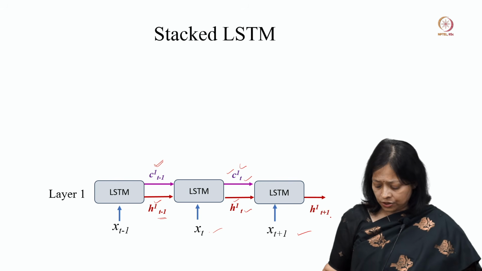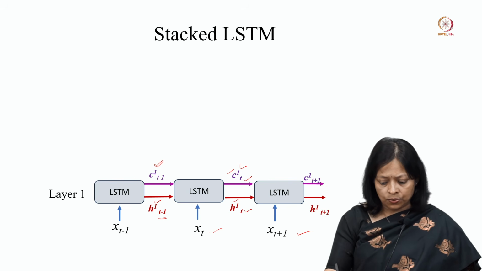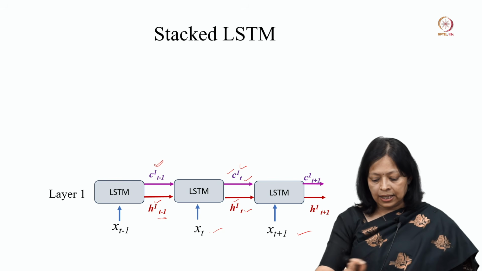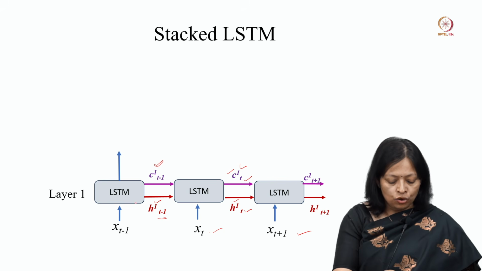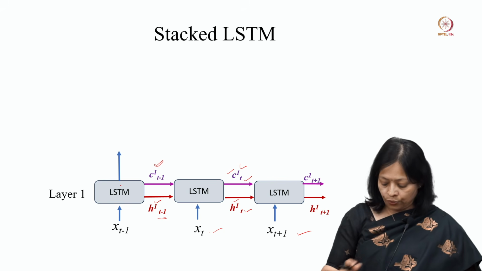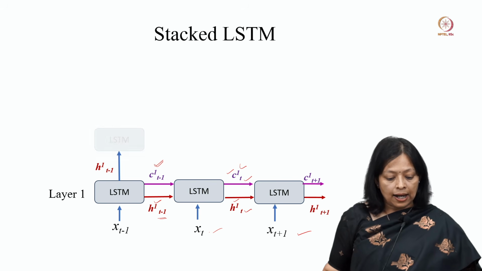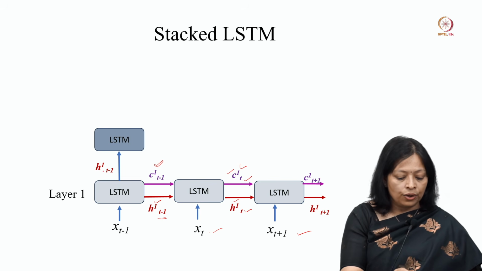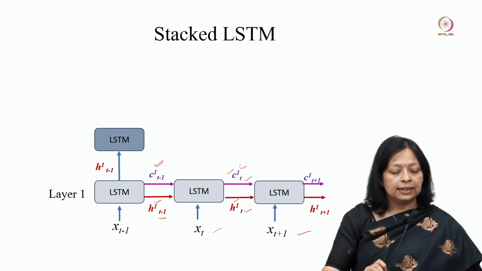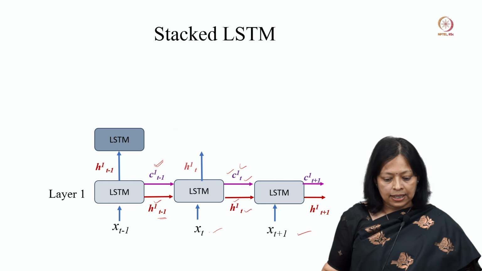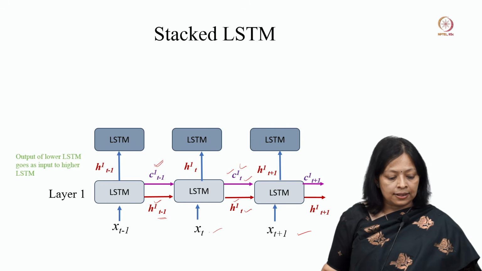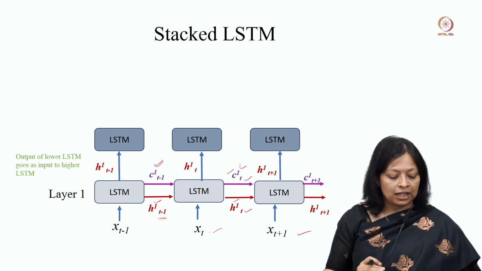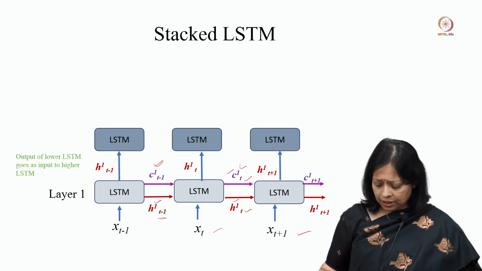Similarly, h1t plus 1 and c1t plus 1. So, these are flowing in a sequential way, and then what happens is we take the output of this LSTM of layer 1 as the input to the other LSTM in the next layer. So, h1t minus 1 goes as the input to the LSTM in the second layer. Similar things happen for the other time instances as well, and this output of the lower LSTM goes as the input to the higher LSTMs, and then this may continue.